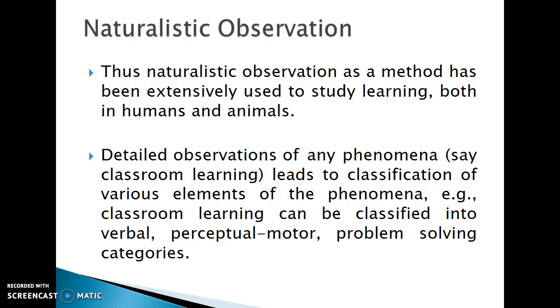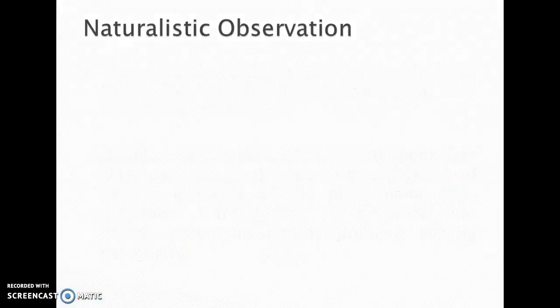Thus, naturalistic observation as a method has been extensively used to study learning, both in animals and in human beings, because understanding something in its natural setting clearly provides information that you will not be able to get otherwise. Now, detailed observation of any phenomenon, say classroom learning, leads to classification of various elements of that phenomenon. So when you observe it, you could put it in categories. Example, classroom learning can be classified into verbal, perceptual, motor, as well as problem-solving categories. So there are different categories of learning.